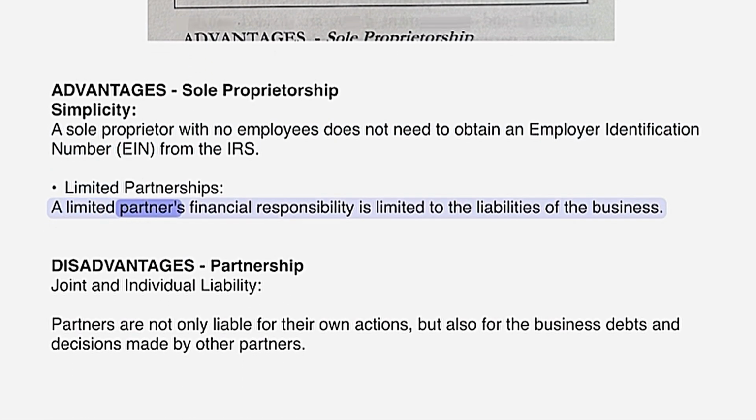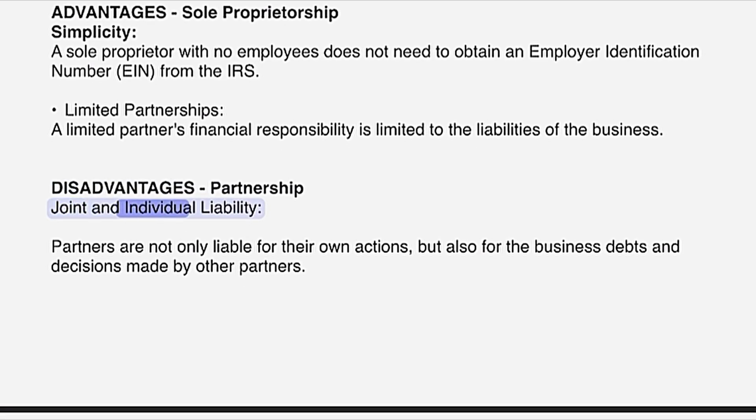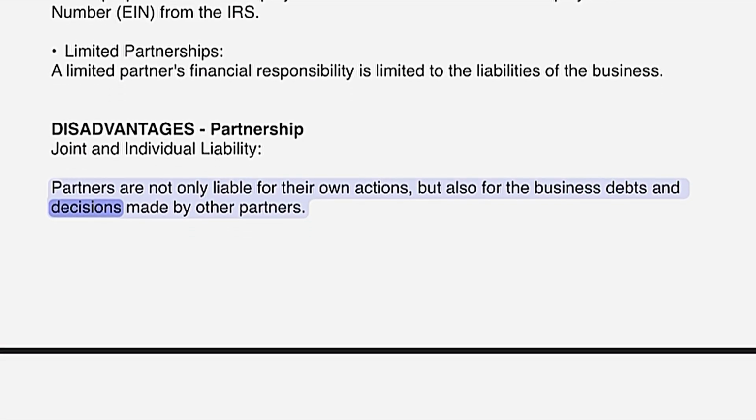A limited partner's financial responsibility is limited to the liabilities of the business. Disadvantages: partnership. Joint and individual liability. Partners are not only liable for their own actions, but also for the business debts and decisions made by other partners.